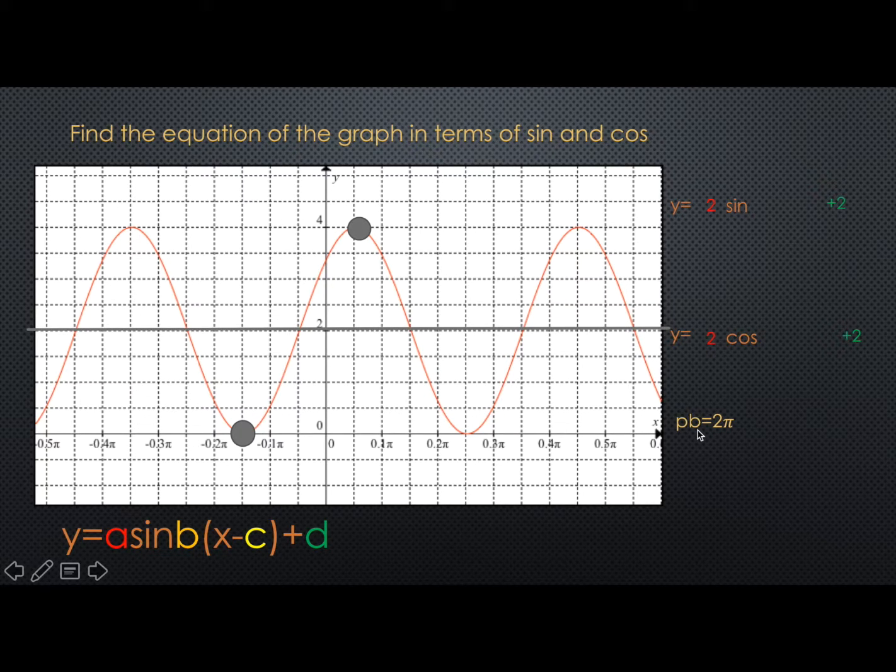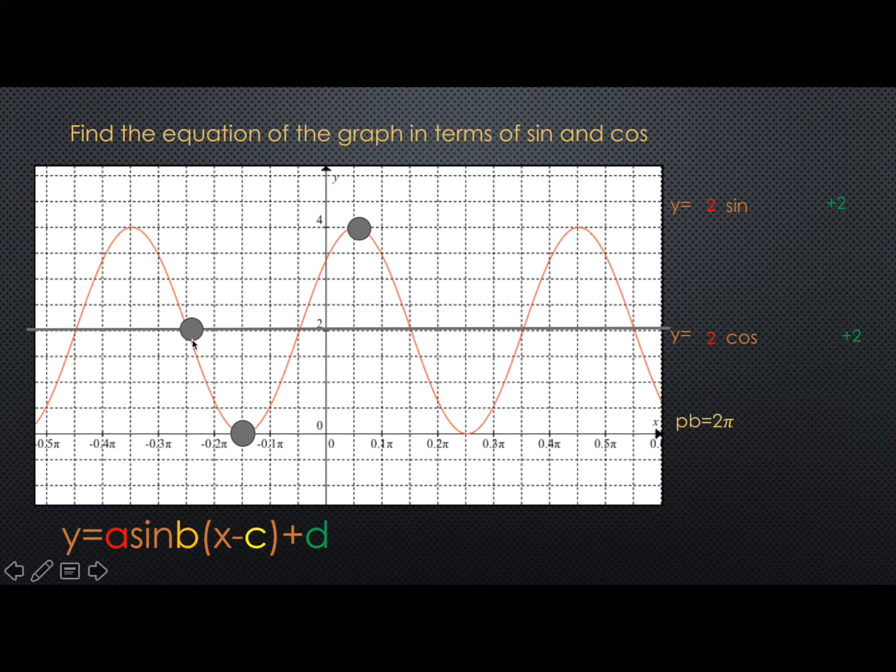In order to get the b value, we need the p, which is the period, or the length of one cycle. A cycle can be a top to a top, or bottom to a bottom, or middle to a middle. They're all the same length, so it doesn't matter which one you choose. For no good reason, I'm going to start in the middle. Let's make this our starting point.